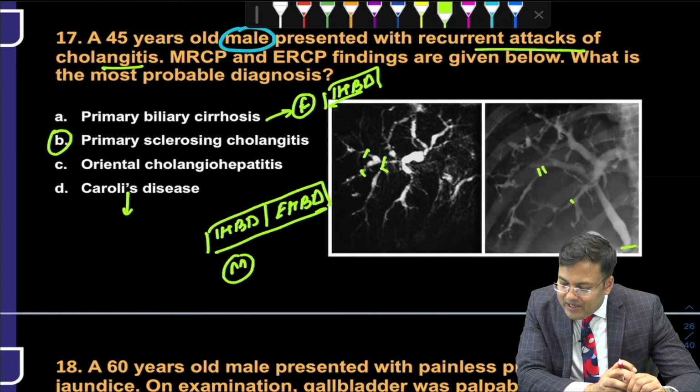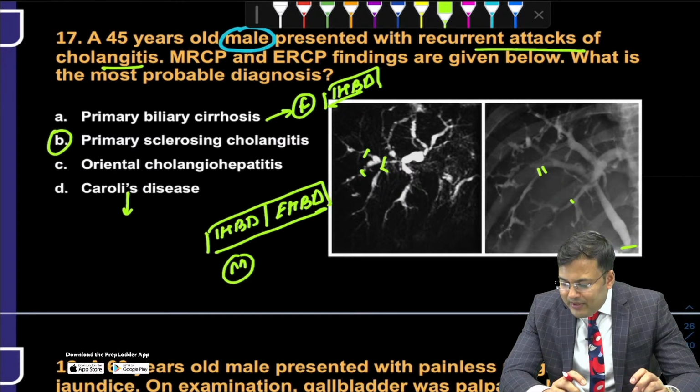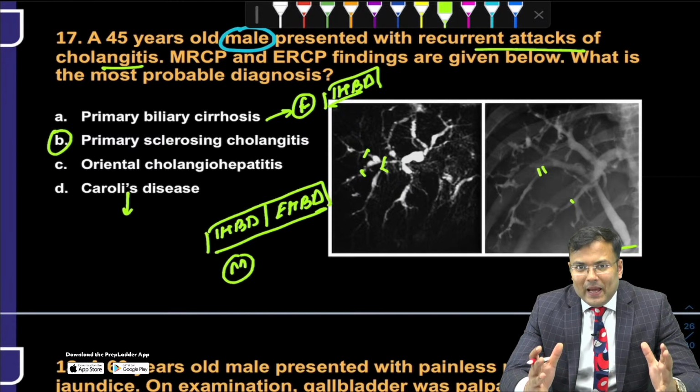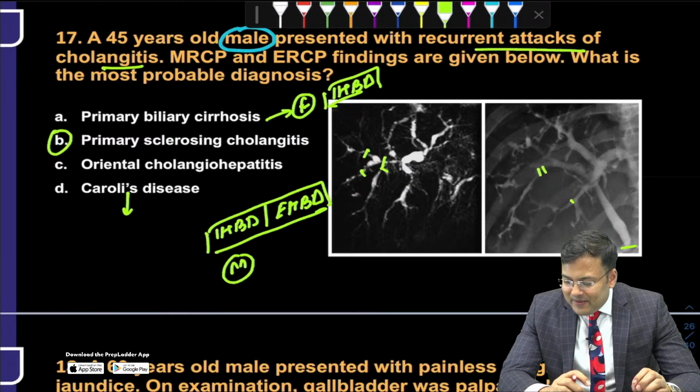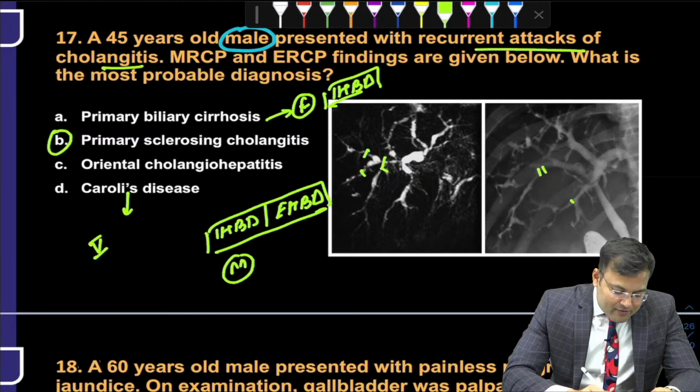Type 5, very good. Abhishek Pratap Singh, I think you are from UP because your name has some solid thing. Pratap Singh. So these kind of names are there. By the way, Caroli's disease is type 5 choledochal cyst.